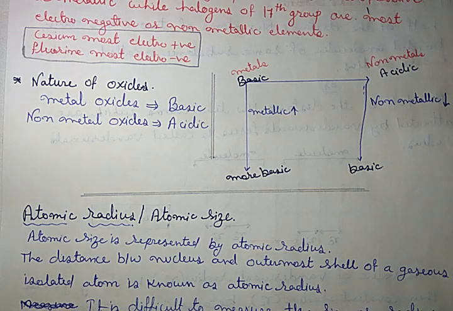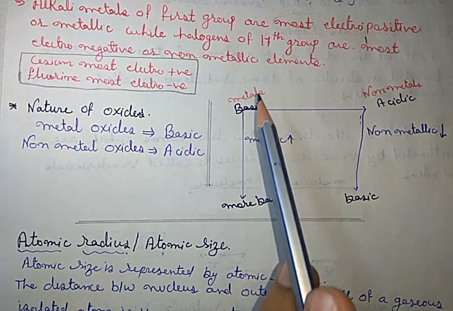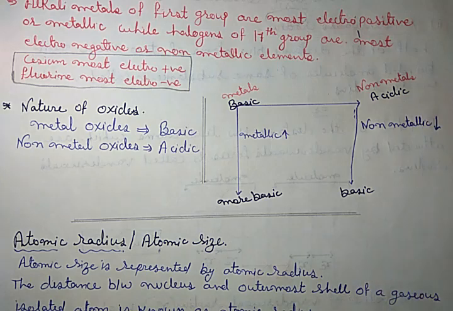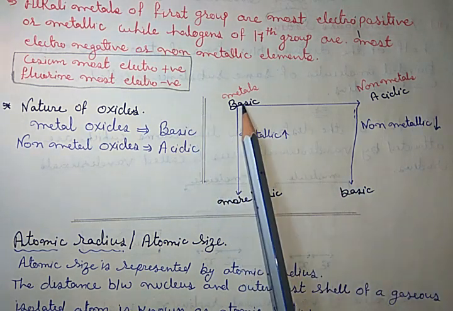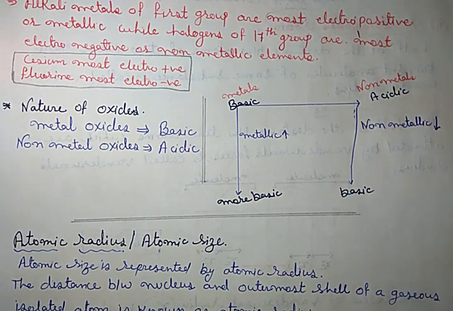About metals and non-metals, one more point which comes is the nature of oxides. In chapter 5 we discussed that metallic oxides are basic in nature while non-metallic oxides are acidic in nature. Now in the periodic table, how does the nature of oxides change? As you know, in the periodic table the left hand side is metals while the right hand side is non-metals. So there the nature is basic and here acidic.